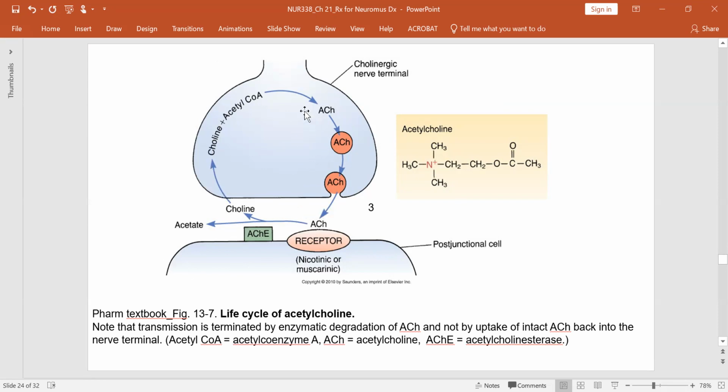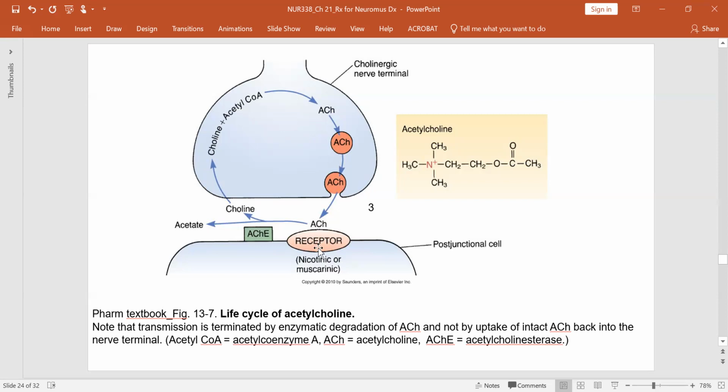The presynaptic neuron will release acetylcholine from the vesicles. Once it's completely synthesized, it is stored in the vesicles, and then it is released across the cleft of the neuromuscular junction to attach to the acetylcholine receptor, the nicotinic receptor at the end of the muscle.